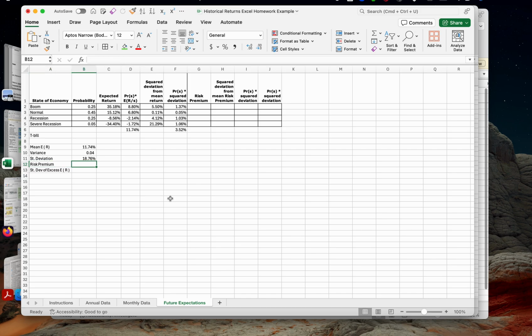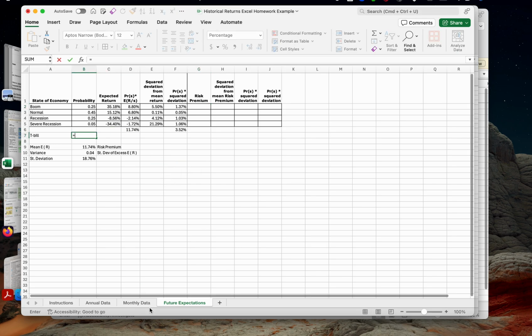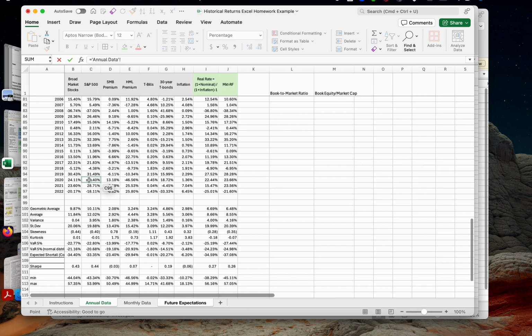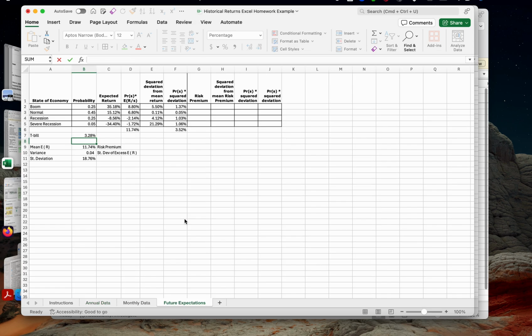All right, last but not least, we're going to calculate the expectations for the risk premium and its standard deviation, and compare to see if they are similar. So the risk premium here will be what? It is going to be my expected return minus the T-bill rate. So what is my T-bill rate? My T-bill rate will be your annual data simple average. Okay, so this is your average T-bill rate.